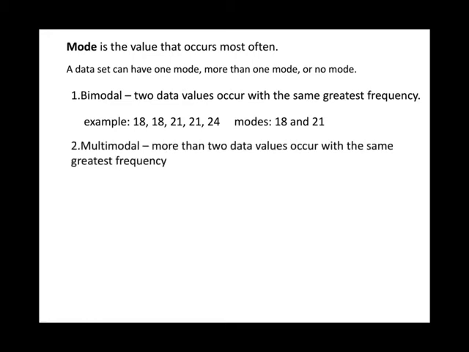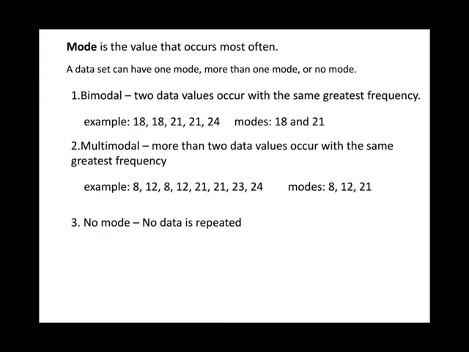And multimodal is when more than two data values occur with the same greatest frequency. So look at this example. We have 2, 8, 2, 12, and 2, 21. So 8, 12, and 21 are the modes, and we call this multimodal because there are more than two. And then no mode means no data is repeated. Like this example, all the data values occur only once. So there is no mode here.